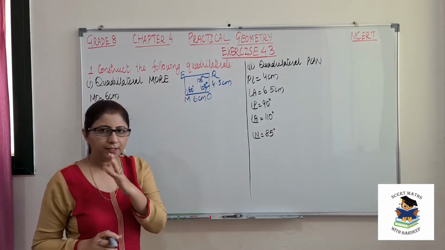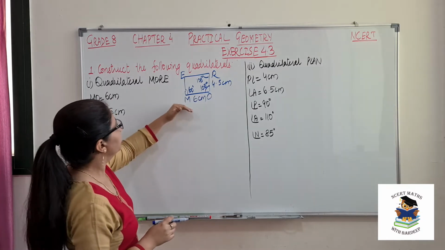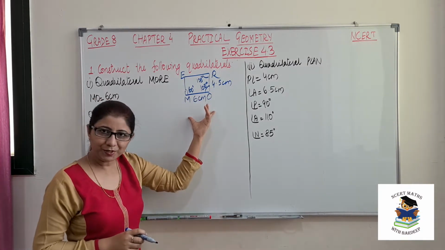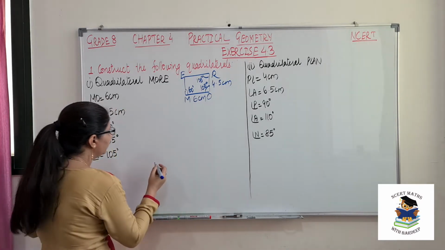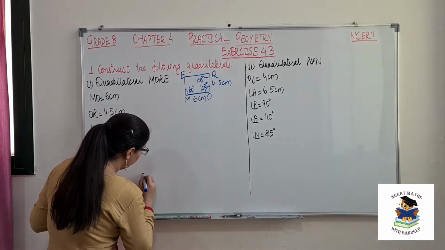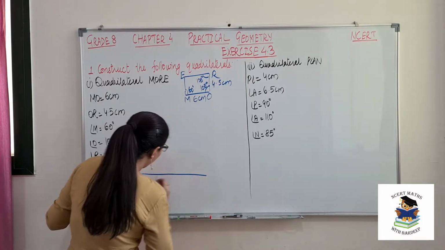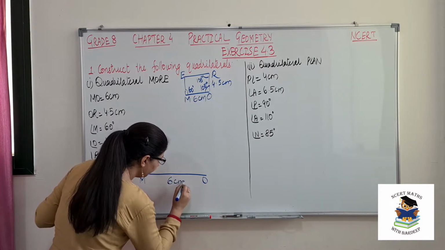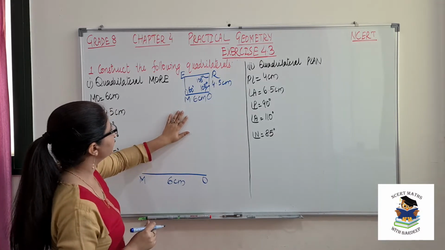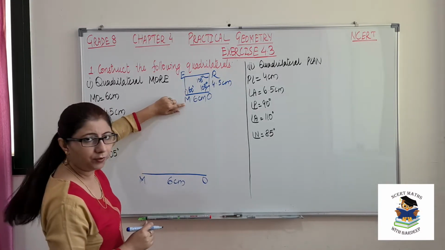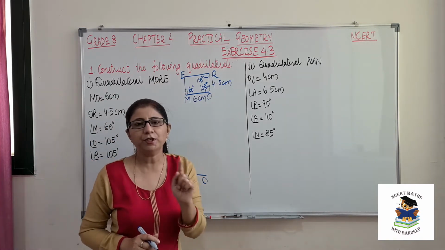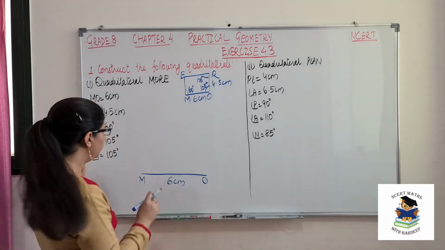So you can start with any one side as base. But since this 6 centimeter is bigger than this 4.5, I will use MO as base. So we will draw a line MO as 6 centimeter long. Now what should be my next step? See, on vertex M I need angle 60. As explained in the introduction video, how to make a 60 degree angle?